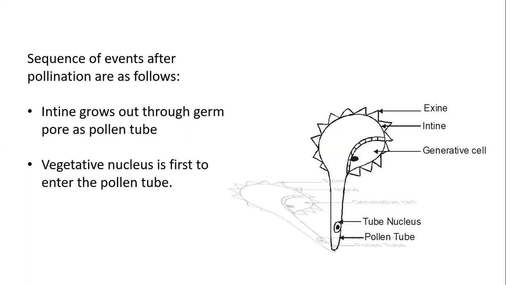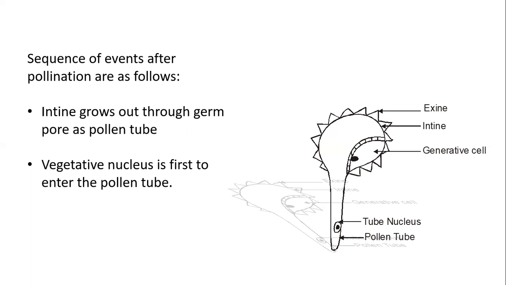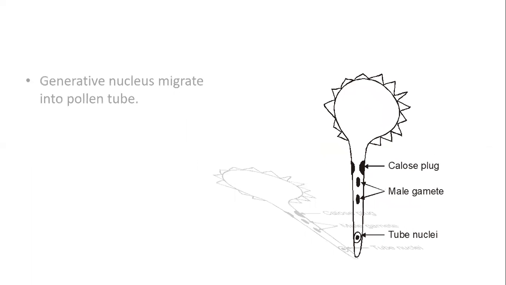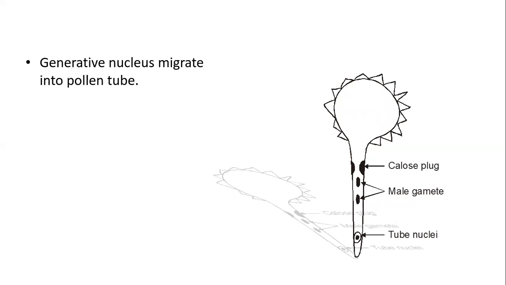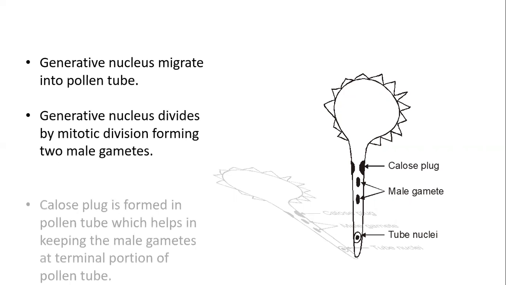Next, we see that the generative nucleus migrates into the pollen tube, and after the migration, it divides and forms two male gametes.